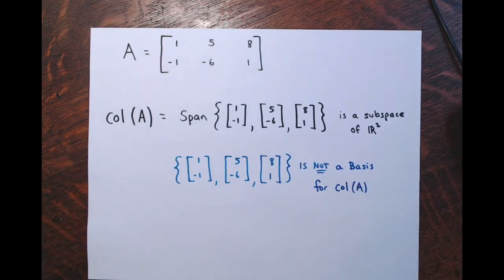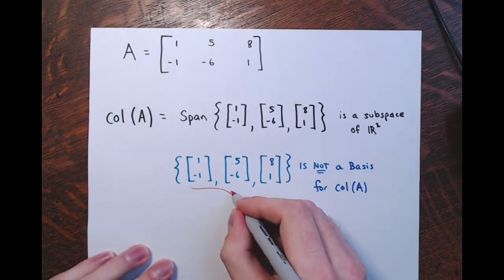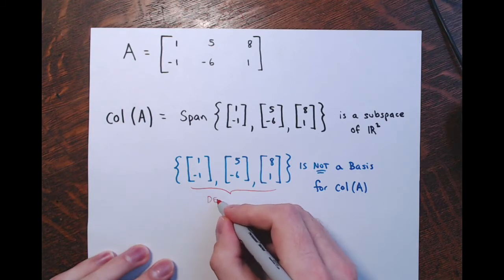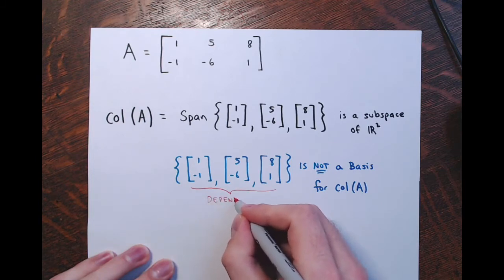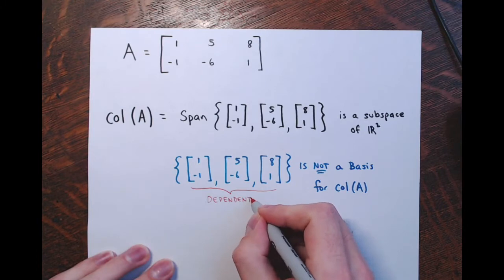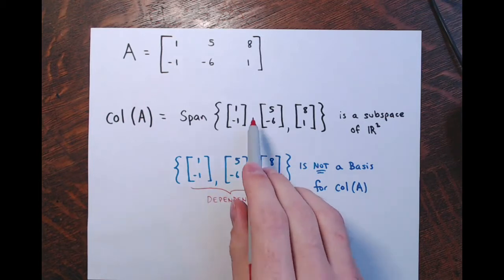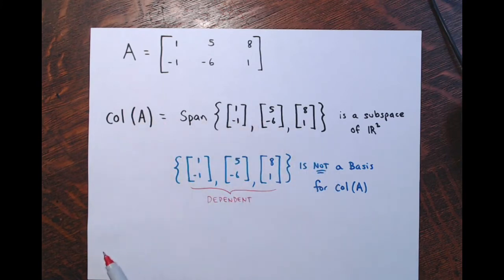And again, the reason for that is these vectors would not be independent. There are more vectors than there are components. So these would be a dependent set of vectors. And if you recall, a basis for a vector space was a set of vectors that was independent and also spanned the space. Now again, these obviously span the space by definition of span, but they're not independent. So we're going to cut this down.